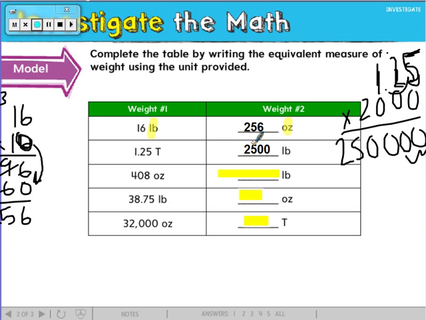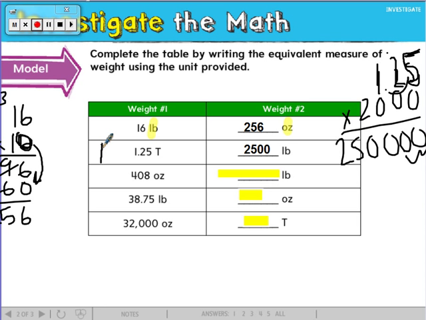2,500. So next one, I'm going 408 ounces to pounds. So, 1.25 tons equals 2,500 pounds. Because it's 1/4, right? So 1/4 of 2,000 is 500. Right. So every ton is 2,000? Yep.